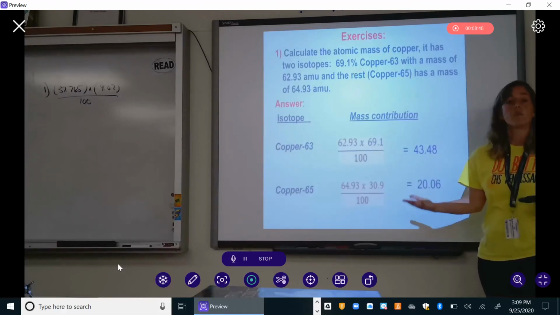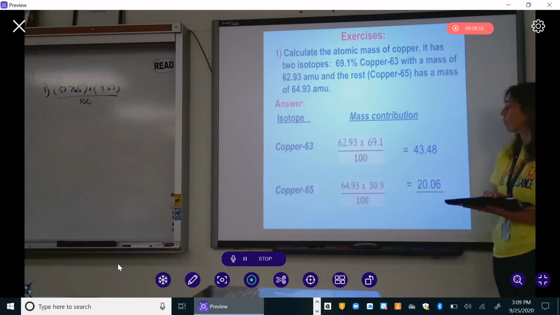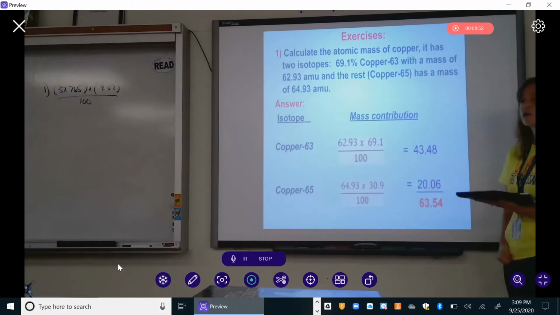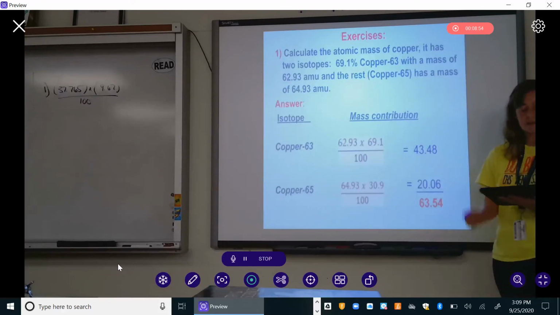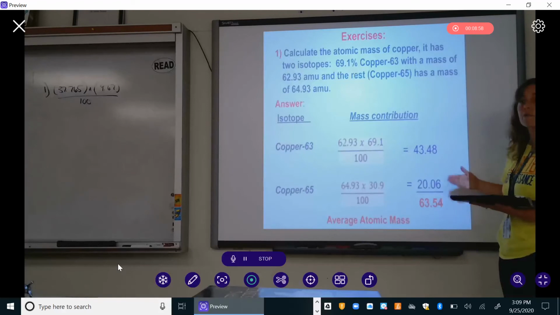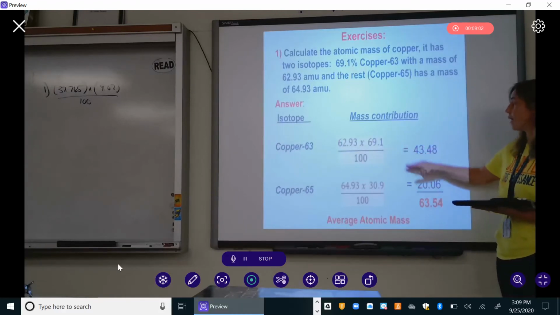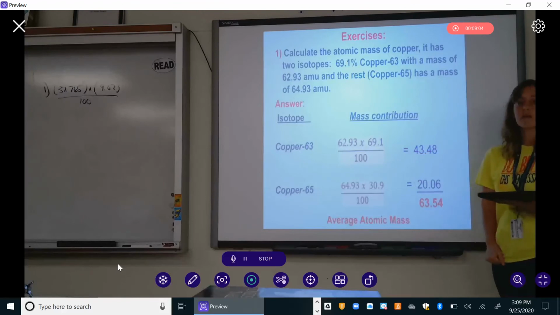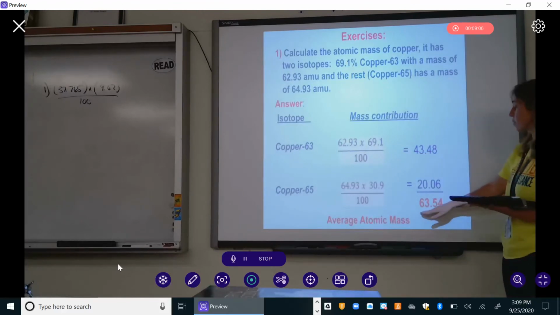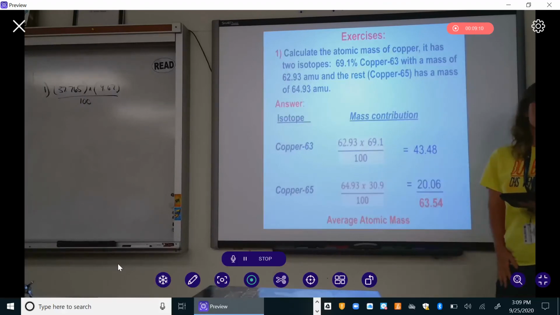Now remember, once you've done all of your isotopes, the last step is where you're going to add all of your isotopes together to get your average atomic mass, which for copper is 63.54. And remember, you can predict what it's going to be closest to, right? We know that 69% of it, okay, is copper 63. So it's going to be closer to copper 63 than it will be to copper 65.